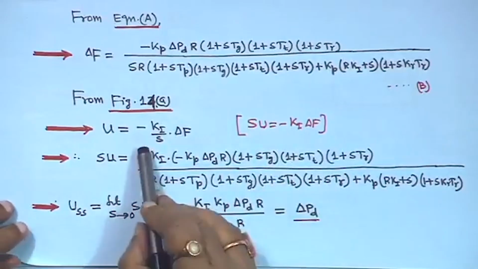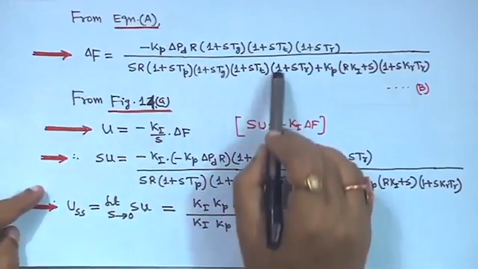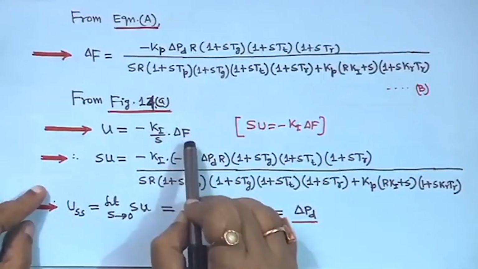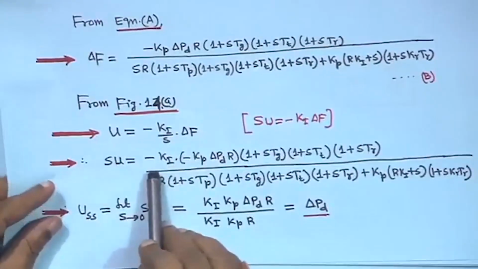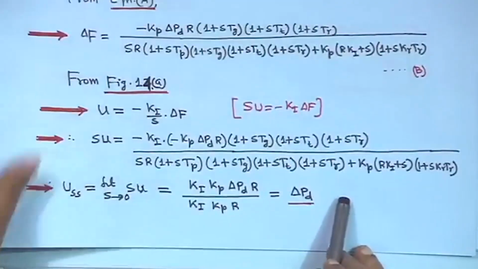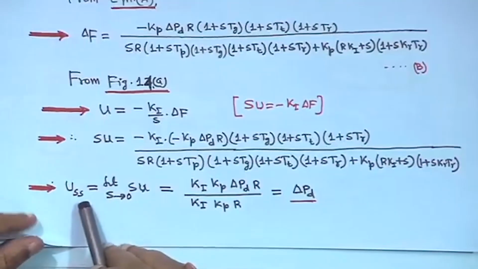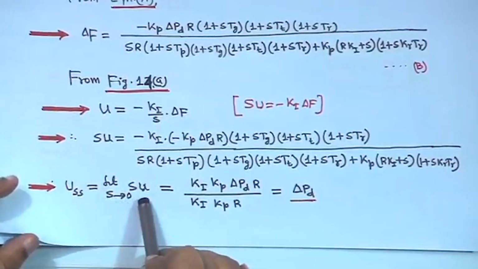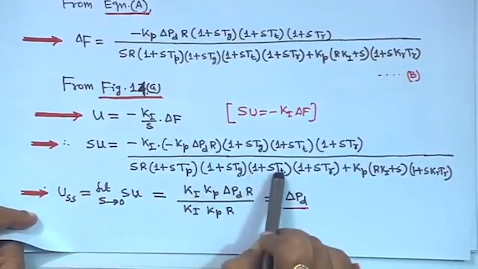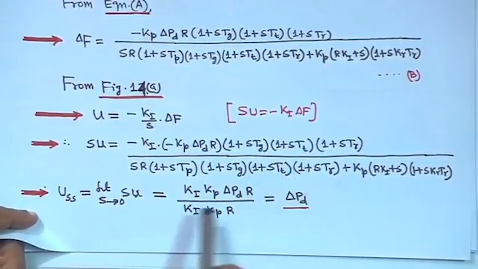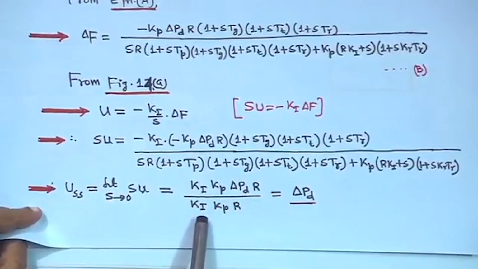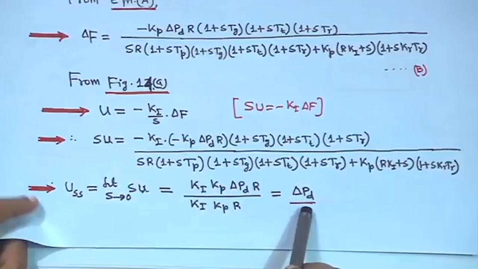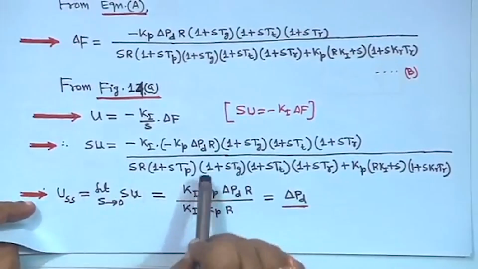So, s into u is equal to minus k I into delta f, and this delta f you substitute here. If you substitute delta f, you will find that s u will be equal to, and for your steady state value of u, it is limit s tends to 0, s u, right. Here you put s tends to 0, and basically you will get k I k p delta p d r at the numerator and k I k p into r at the denominator. k I will be cancelled, k p will be cancelled, r will be cancelled, and it is equal to delta p d, because here you put s is equal to 0.